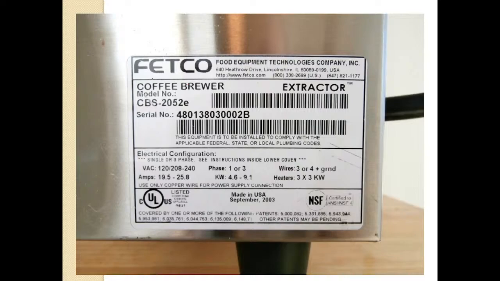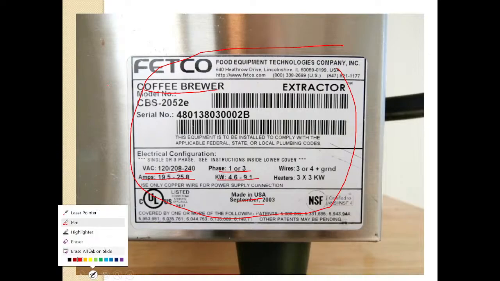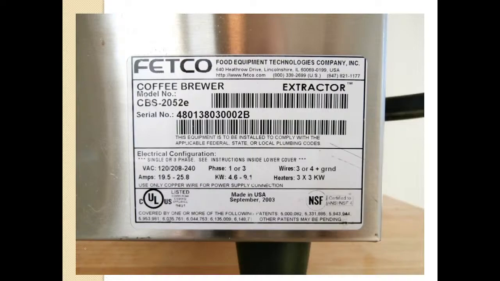So this is a coffee brewer. If you see here, the voltage rating is provided, the current rating in amperes is provided, whether it is single or three phase, and a kilowatt rating, the power rating, is provided. It is made in the USA. All the specifications have been given. This is the sticker which has been stuck on this coffee brewer, usually at the back side or on the side of the apparatus.